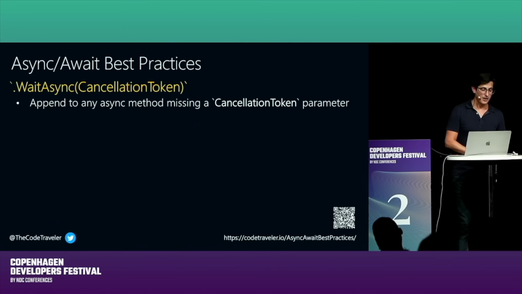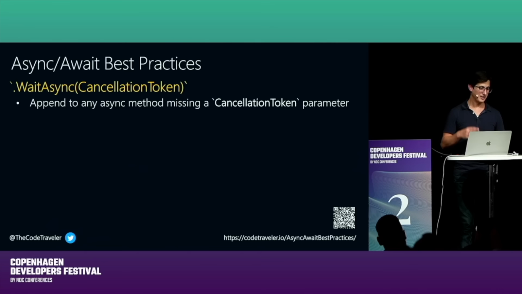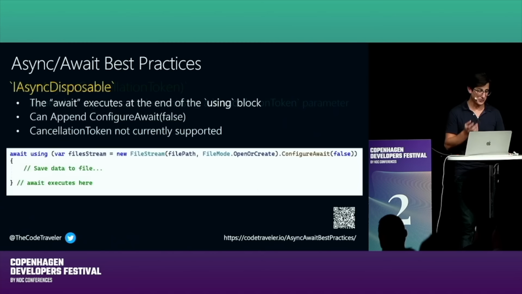And .WaitAsync. If you ever have a method where the developer just didn't allow you to pass in a cancellation token, you can just bolt on a cancellation token with this extension method, .WaitAsync, and it works just as if they did. So it's a little workaround for us, super, super helpful for backwards compatibility.